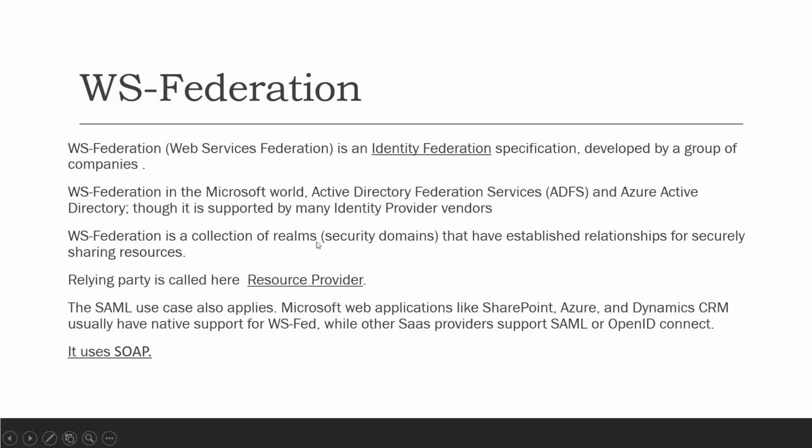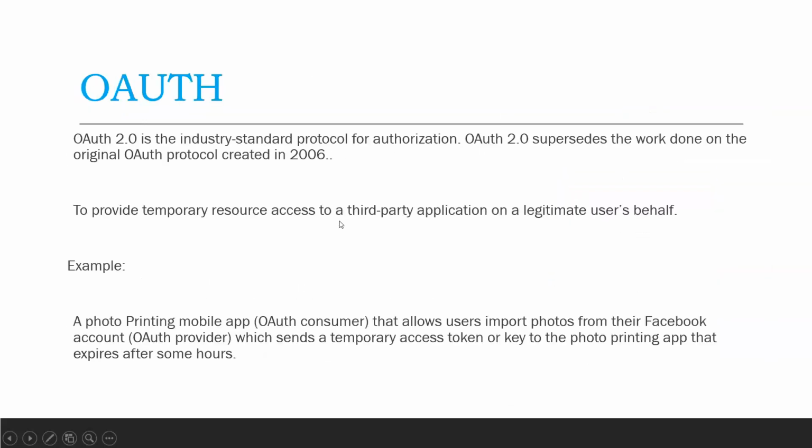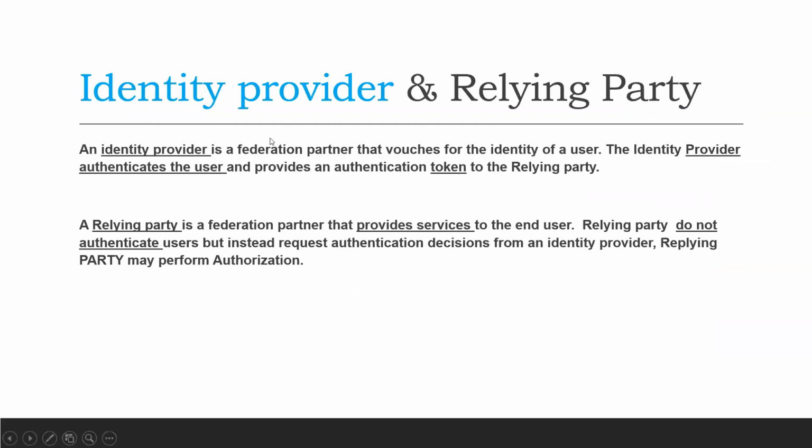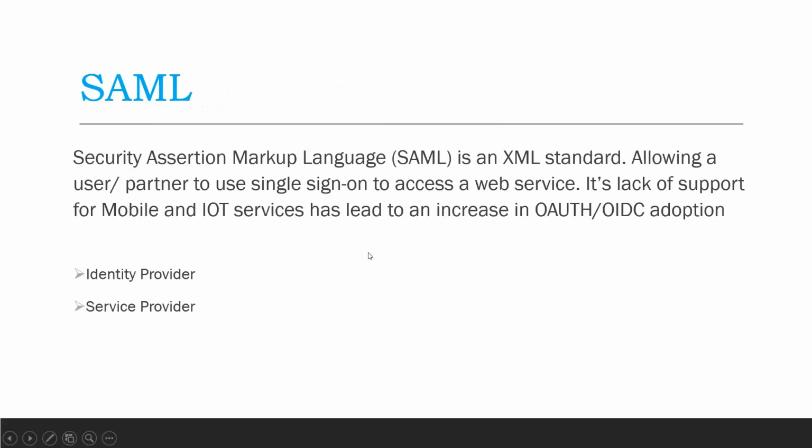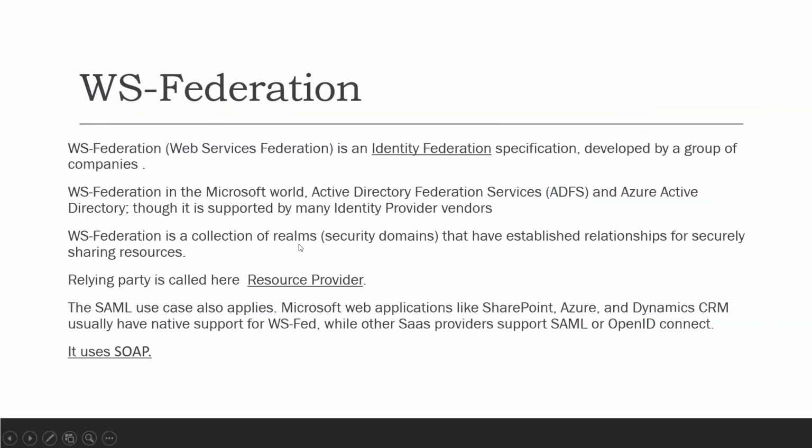In WS Federation, we have realms. Previously, the identity provider and service provider or the relying party were part of a security domain. But in WS Federation, this terminology is known as realms, and the relying party is also known as a resource provider. So there is an identity provider and a resource provider in WS Federation. They also support SAML and other protocols, but they also support WS Federation. It is SOAP based. We'll read REST and SOAP in domain 3 in more detail, but it is a SOAP-based legacy tool developed by a group of companies. Microsoft was one of them. So far, so good?